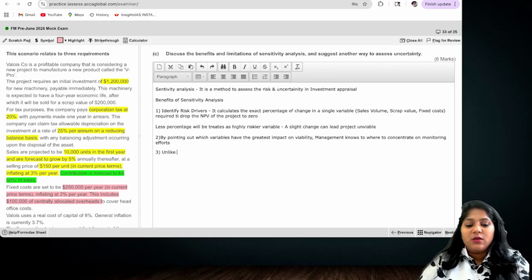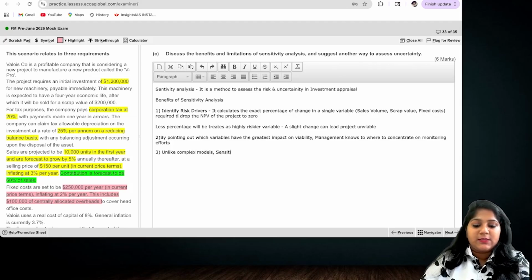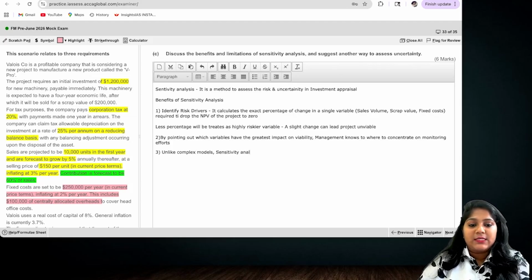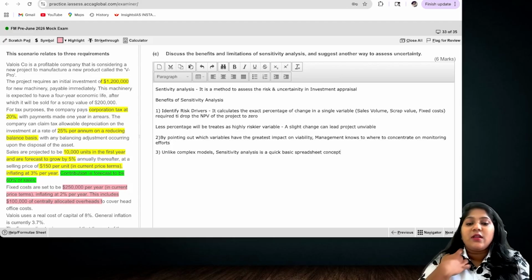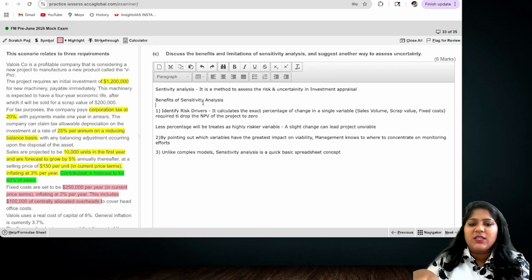Unlike complex models, sensitivity analysis is a quick, basic spreadsheet concept. So maybe it helps us in understanding in a better way. So that is the benefits. Don't write too much, not required.